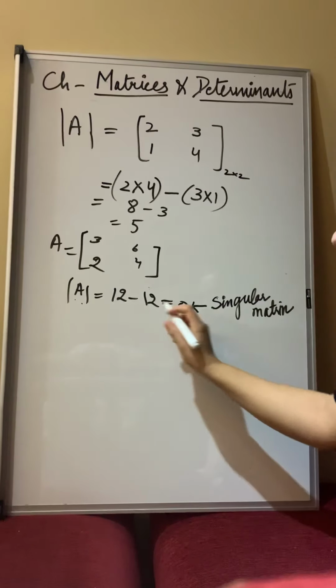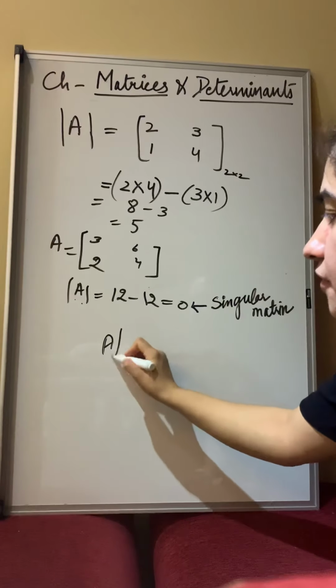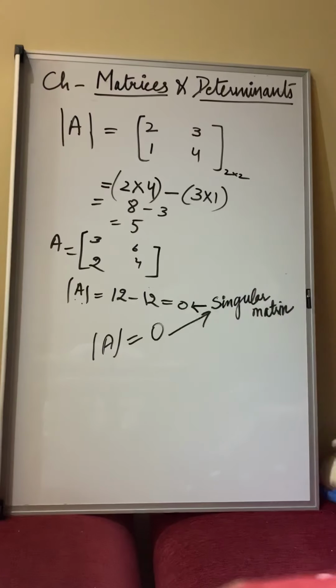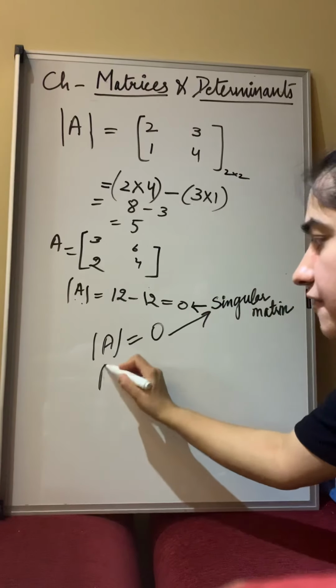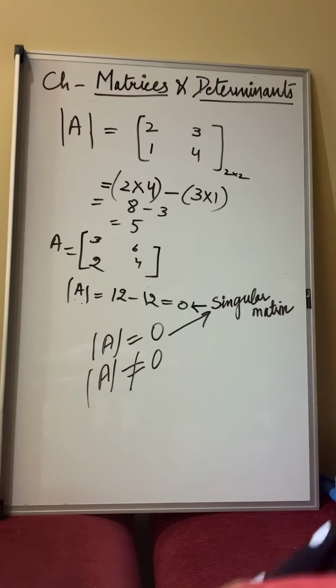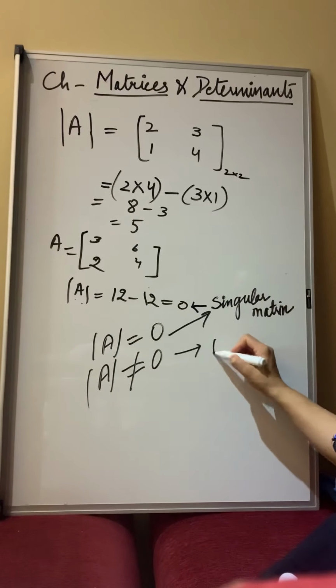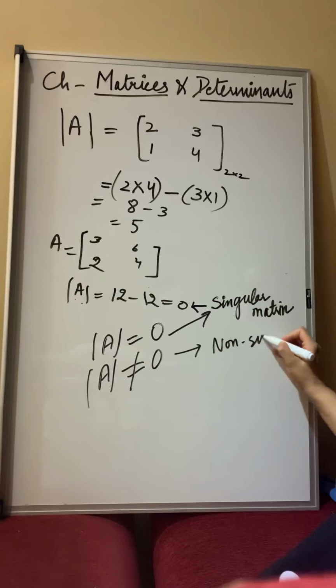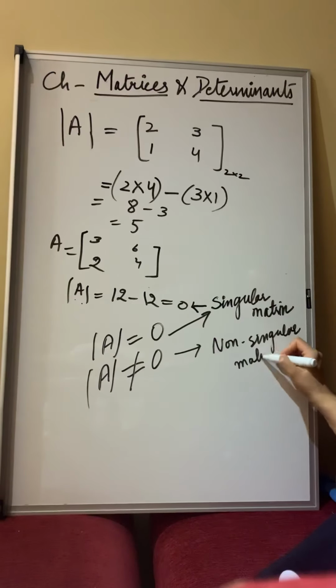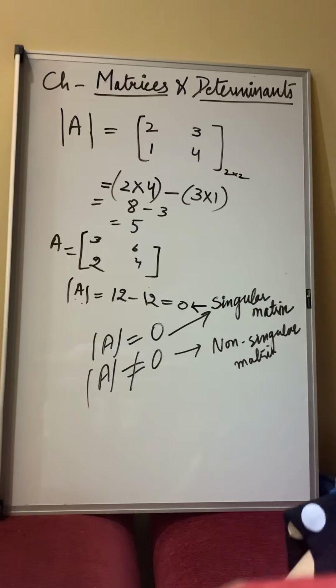If the value of the determinant is 0, then it is called a singular matrix, and if the value of the determinant is not equal to 0, then it is called a non-singular matrix. I hope this is clear.